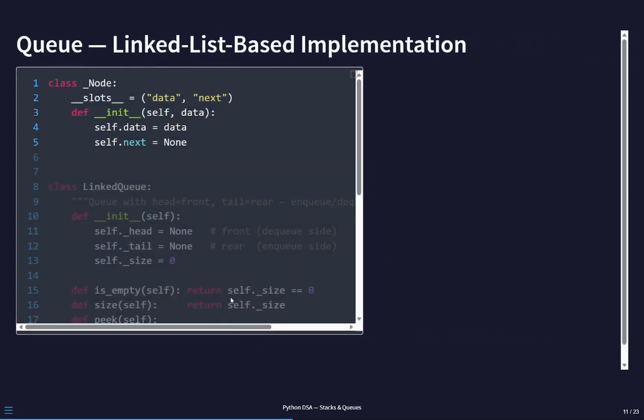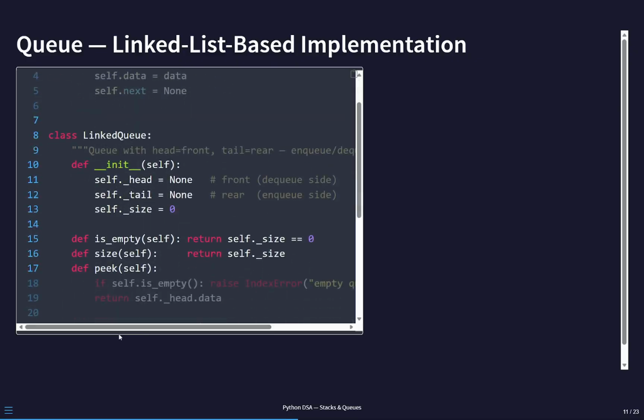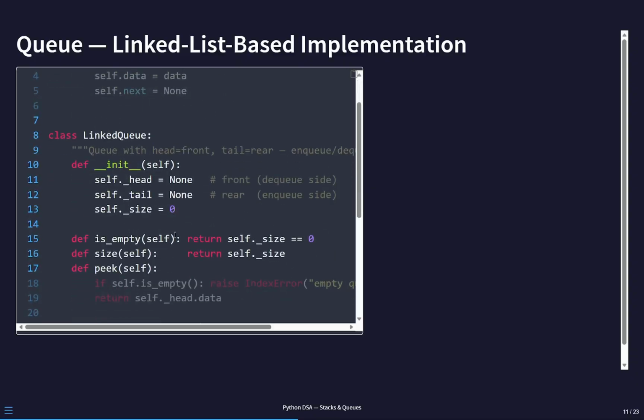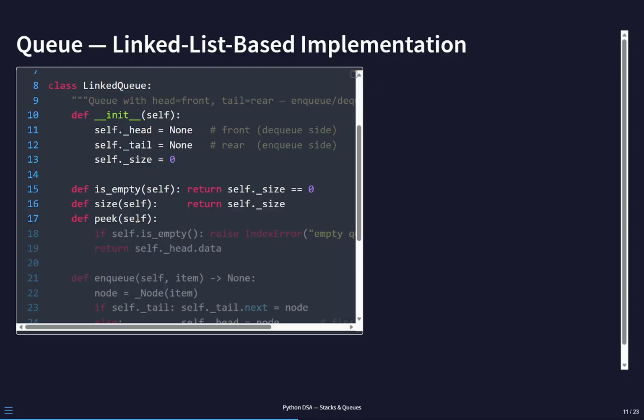For completeness, let's see the linked list implementation. This is closer to how queues are built in languages without a standard deque. The _Node class uses __slots__ for the same memory efficiency reason as before. LinkedQueue maintains both a _head, the front, and a _tail, the rear. Both pointers are essential for O(1) at both ends. Head is the dequeue side. Tail is the enqueue side.